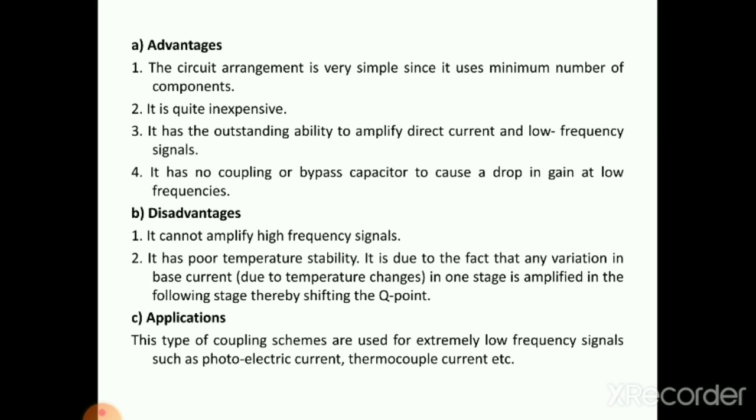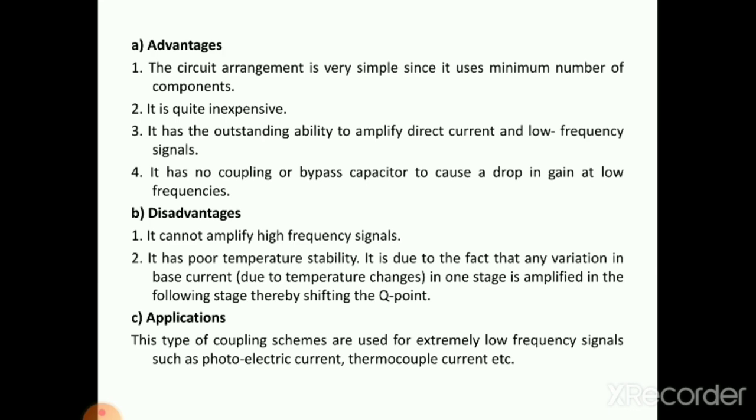So what are the advantages, disadvantages and applications of this direct coupled 3-stage amplifier? Advantage: the circuit arrangement is very simple. As you can see, there are fewer resistors, no capacitors and no transformers, so it is easy and very simple. It uses a minimum number of components. It is quite inexpensive, obviously, because there are no transformers or capacitors, which are generally costly. It has the outstanding ability to amplify direct current and low frequency signals.